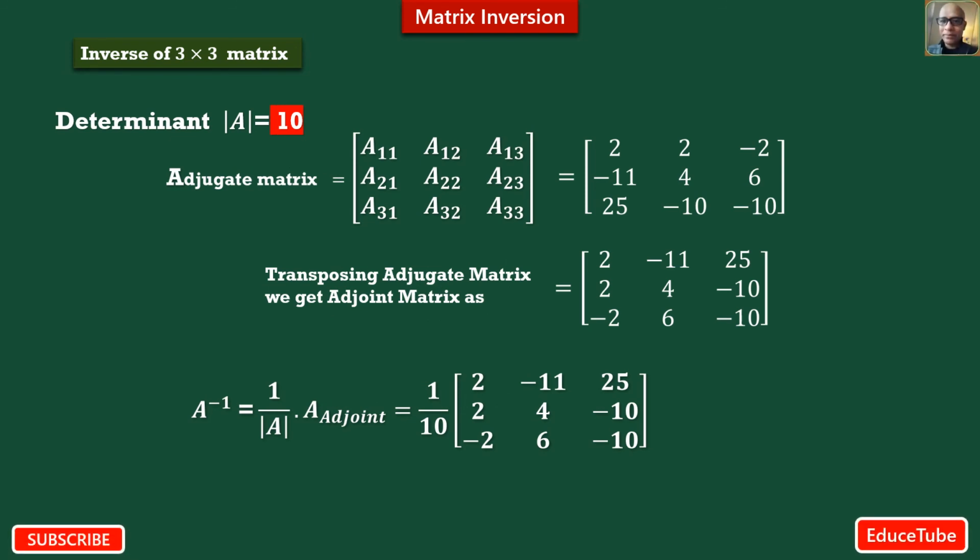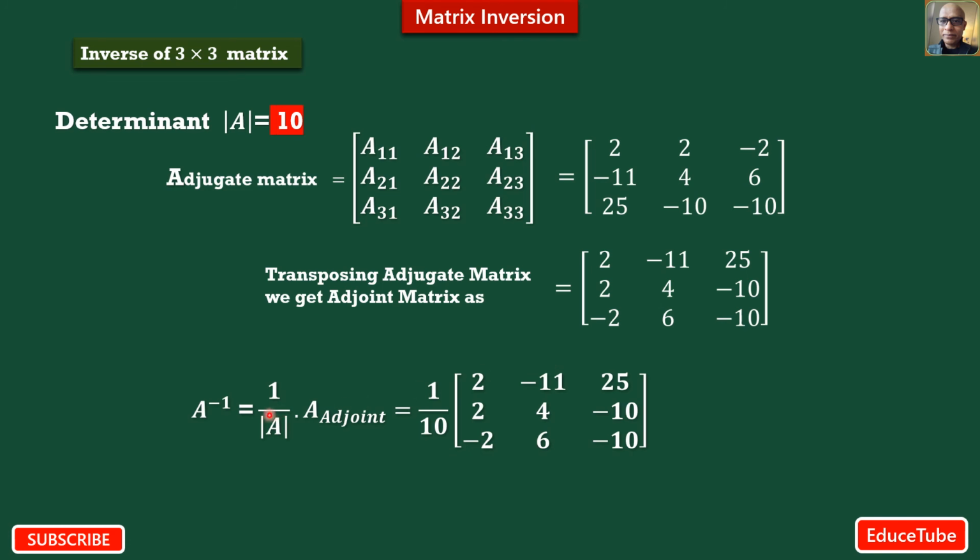Now I wrote here, already in the previous slide we got the determinant 10. The adjugate matrix we saw in the previous slide, we got this one. Now if I write this matrix in transpose condition, the transpose of the adjugate matrix will be the adjoint matrix. So this row I put as a column, this row as this column.